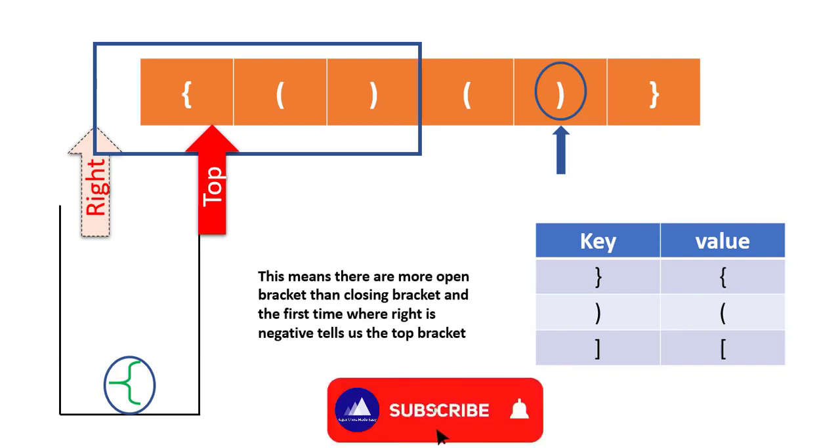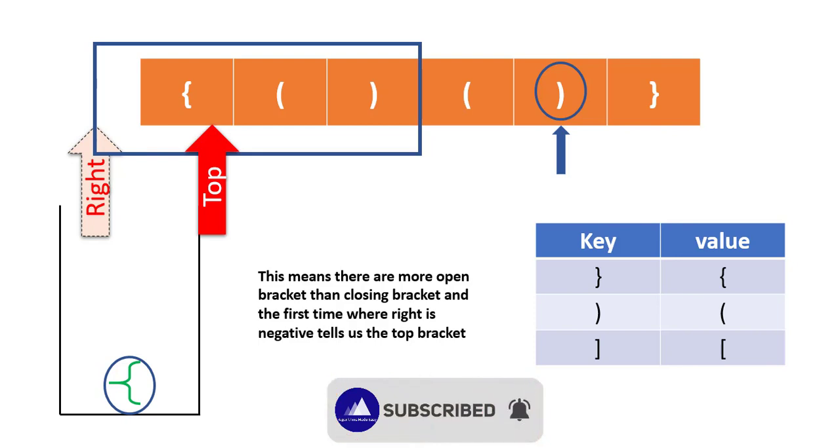The right pointer becoming minus 1 means that we have encountered, from the top minus 1 till the new top position, more open brackets than there are closing brackets, which effectively means that the top is now pointing to an open bracket for which we have not encountered any closing bracket, and that's how we find the new top. Let's see how we will implement this in our code, and it will be more clear to you when you see that.